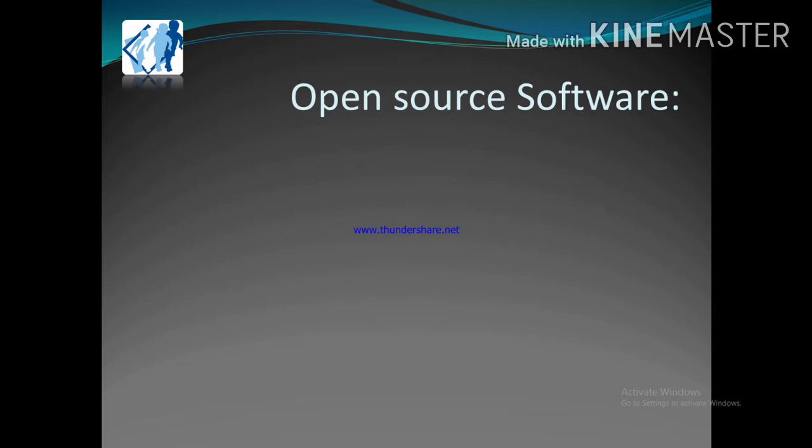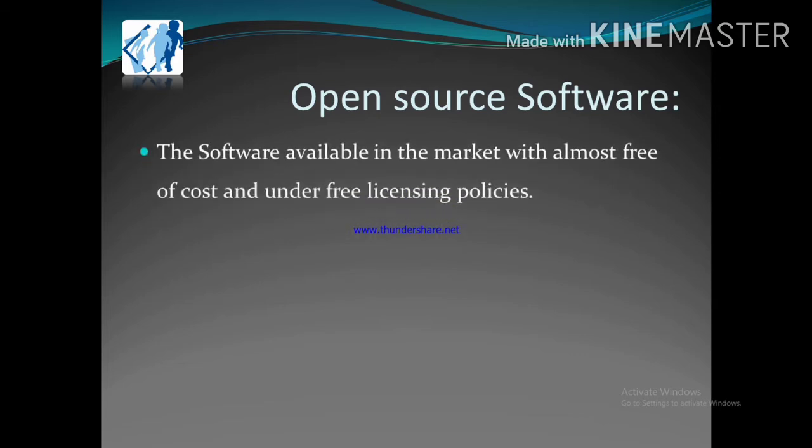Open source softwares. The software is available in the market almost free of cost and under a free licensing policy. Now what is a free licensing policy? Free licensing policy says that the copy we have downloaded or purchased at a nominal cost is a licensed copy, and if we provide the same copy to any other person, that copy is also a licensed copy.